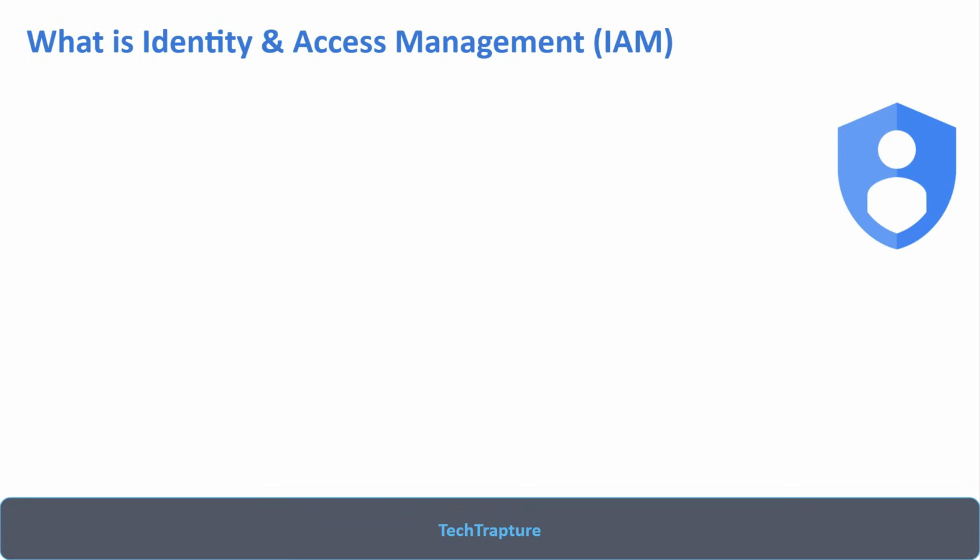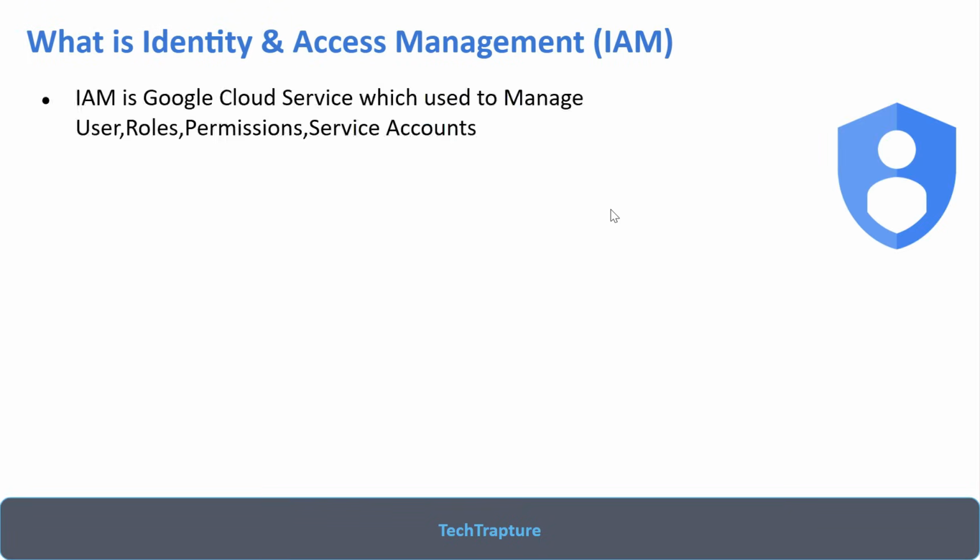First we'll see what is identity and access management, or IAM, in Google Cloud. IAM in Google Cloud is a single place, a single service, where we can manage user roles, permissions and service accounts. Don't need to complicate what is IAM. It's just a single service in Google Cloud where you can add access for users, remove access, add required permissions, and create roles. Everything related to access management you can do in the IAM service. I'll show you in the console. We are just looking at the concept first, and then we'll jump into the demo part.